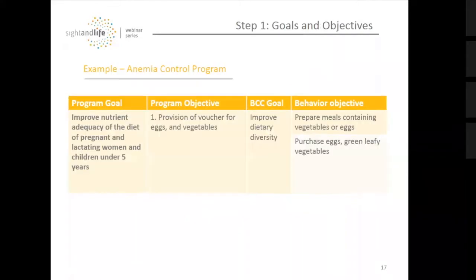Let's look at a specific example. So in our last webinar, we introduced our anemia control program example. And if you consider the intervention, which is the provision of a voucher to purchase eggs and vegetables, take a moment to read the columns on the BCC goal and behavior objectives. With a simple rephrasing of the behavior objectives, I can define my knowledge needs around purchasing patterns and meal preparation of vegetables and eggs for families. I now have a topic guide for my desk review.